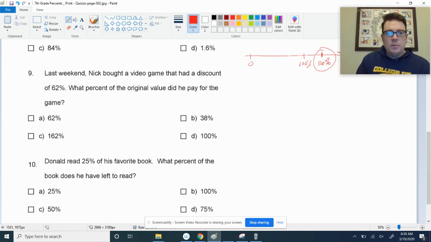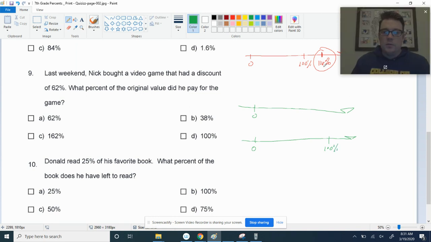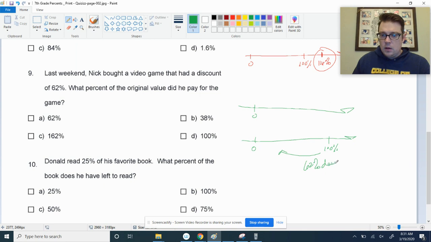Last weekend, Nick bought a video game that had a discount of 62%. What percent of the original value did he pay? Well, let's look at this visual. All right, so here's my number line. Here is 100%. Okay, so similarly to the last problem, since we had a tax that added on and gave us 16% extra, this is a discount and it's 62% off. So we want to go 62% down and find out what we have left.